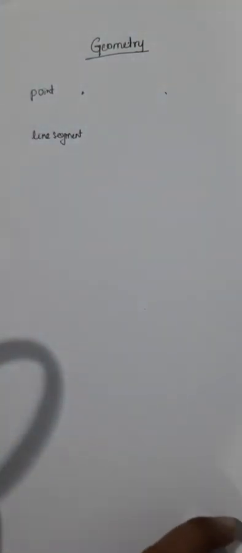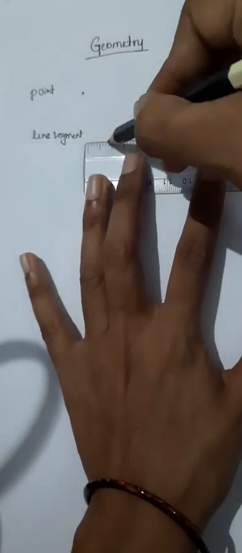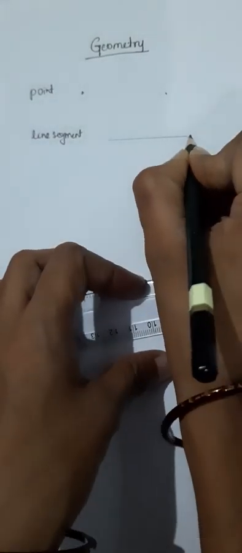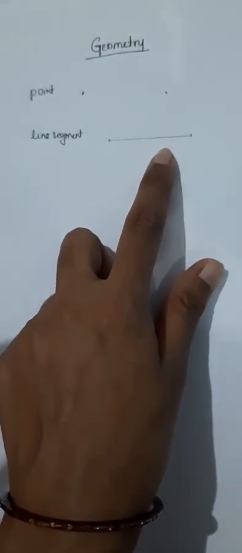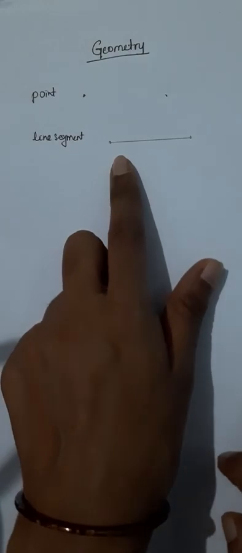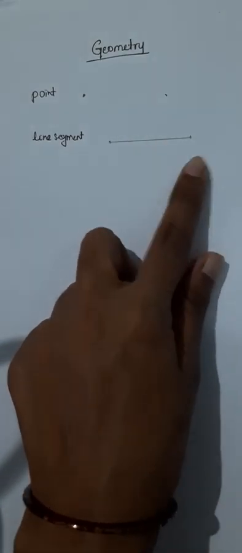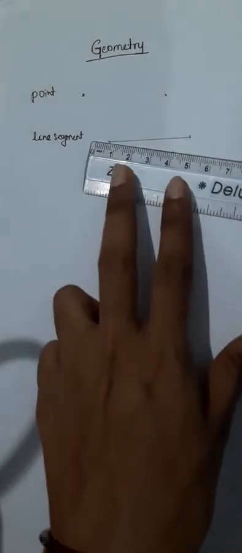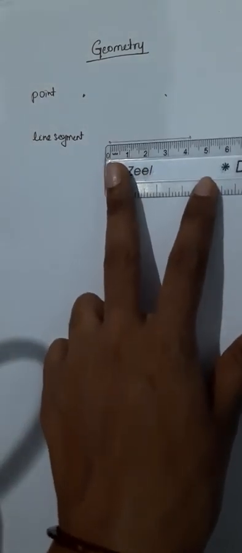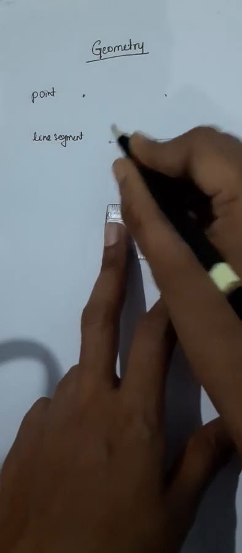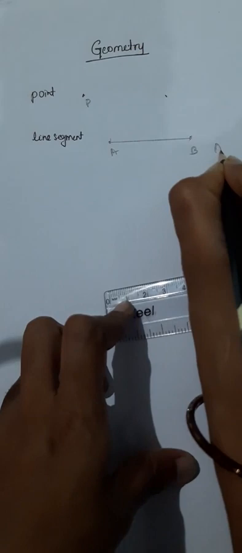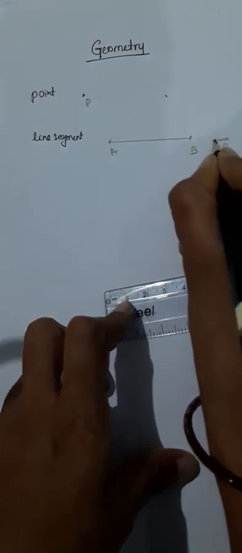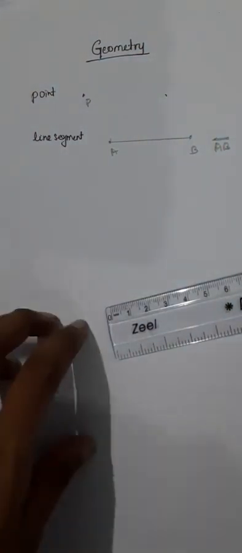Line segment. So take a scale and draw a line. If it has end points, two end points, it is a line segment. It has a fixed length. When you measure its length, you will get a measurement that is 4 centimeter. So this is a line segment. Say A, B, point P. AB is a line segment denoted like this. Fine. We'll move to next.